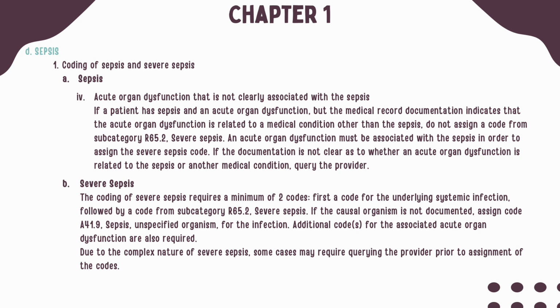When severe sepsis is present, you should code a minimum of 2 codes. The first listed diagnosis should be for the underlying systemic infection, followed by a code from subcategory R65.2. If the causal organism is not documented, code A41.9 should be coded for the infection. Any associated acute organ dysfunction should also be coded. When necessary, query your provider for any clarification needed to code for the severe sepsis.